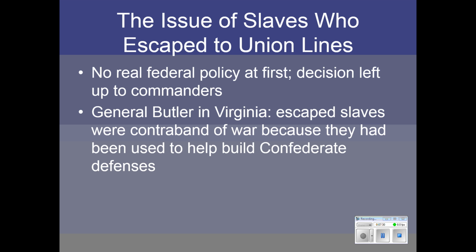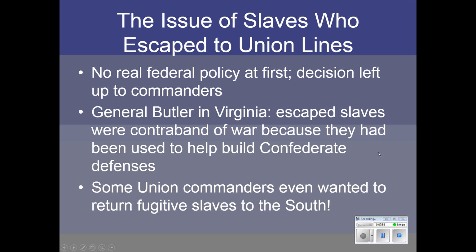That means advantages, assets, like weapons that the other side had in war. And if you capture these, you deprive the enemy of them. So you admit them to Union lines because they had been used to help build Confederate defenses. Therefore, they were a tool of war.